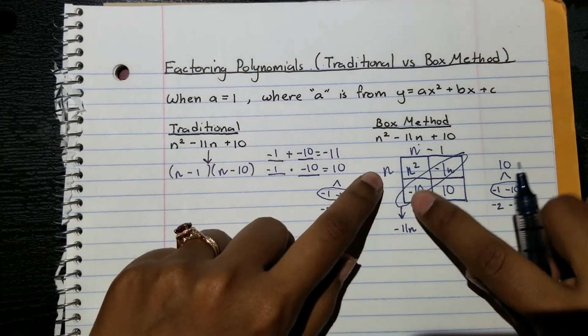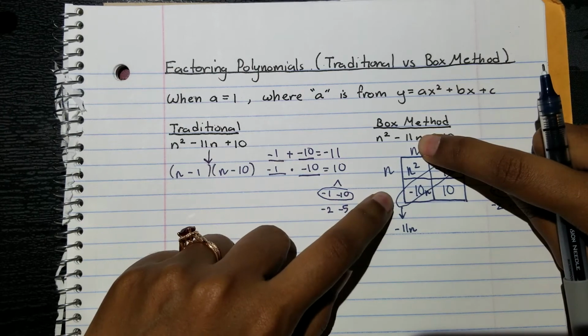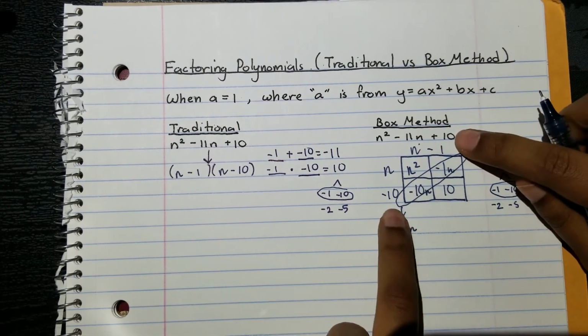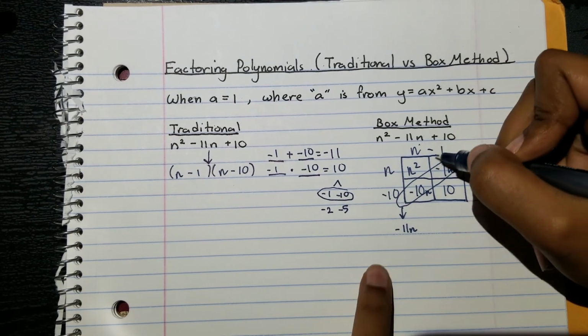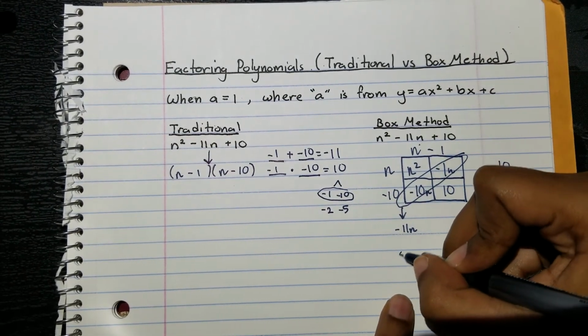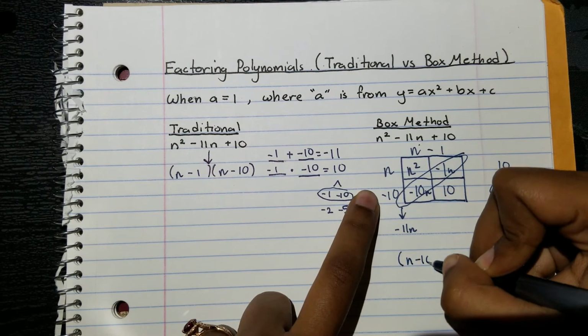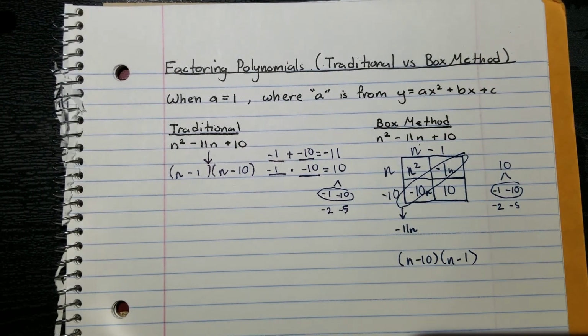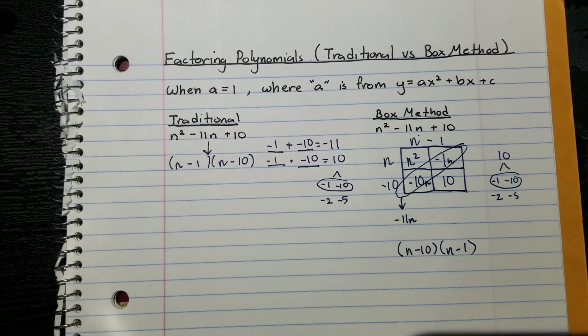Then we look down at this part. What times n gives me negative 10n? That's minus 10. And now we have exactly the same factors. So you're going to bring this down in factor form. You're going to write n minus 10 and then n minus 1. And that's pretty much it. So that's how to use either the traditional method or the box method to factor quadratics where the leading coefficient is 1. So I'll upload some more videos in a few.